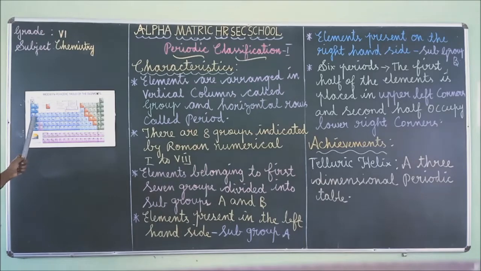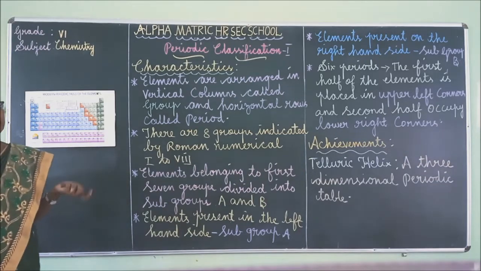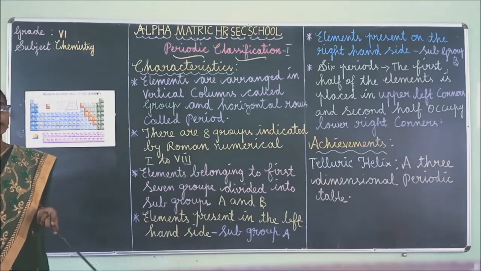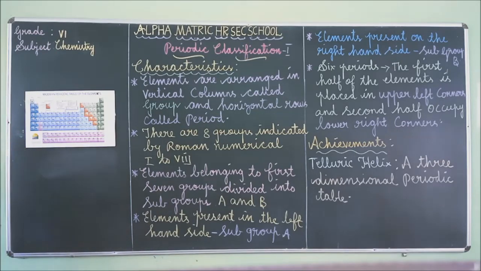Next, the fourth period consists of 18 elements. This is a long period. Why? Because this period contains 18 elements, starting from potassium to krypton, right?